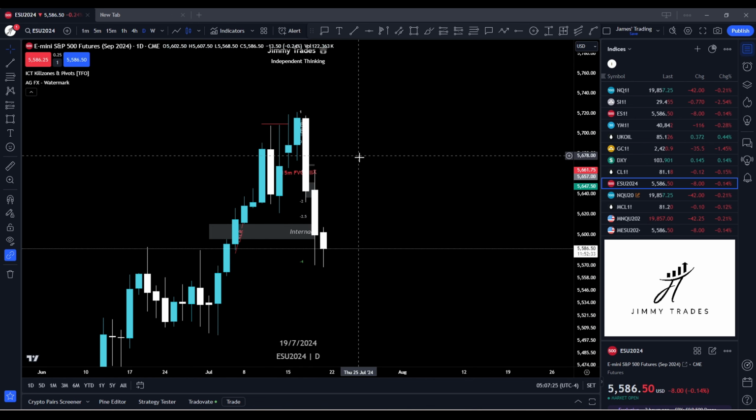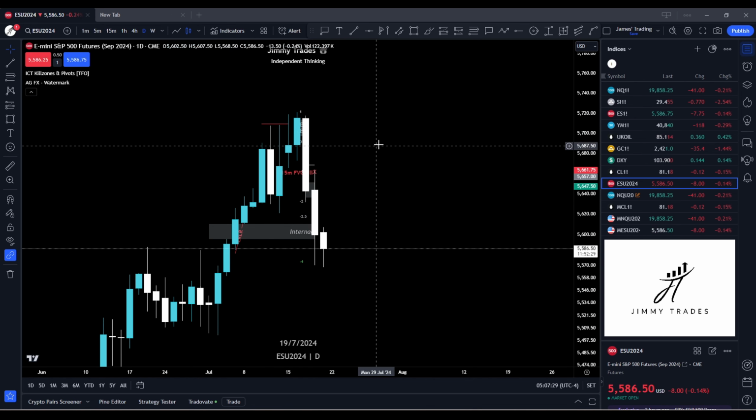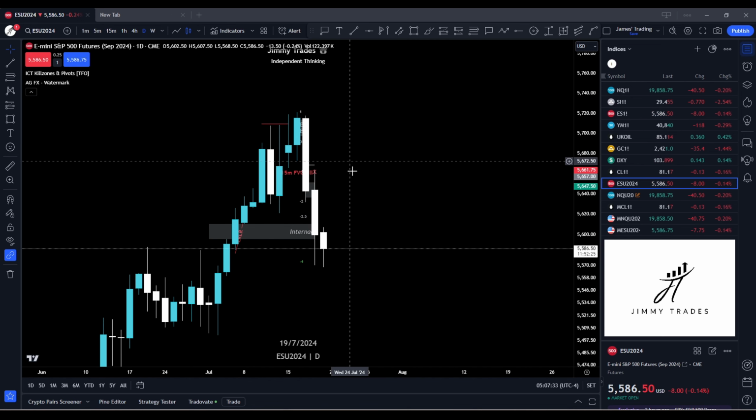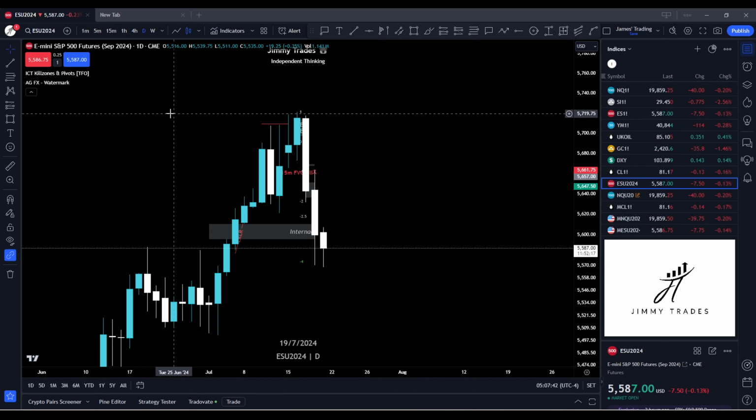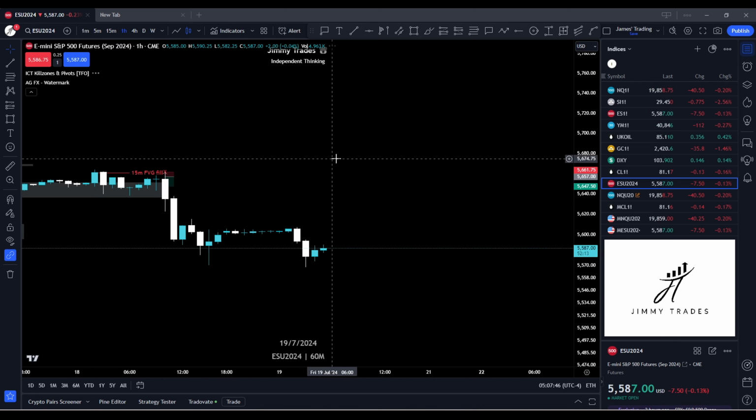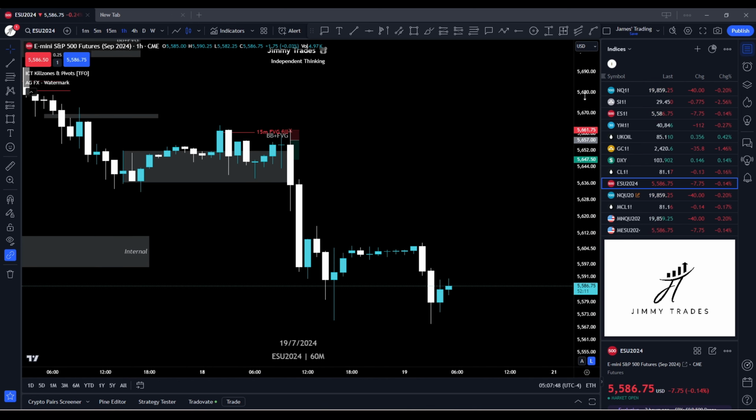Now, I only use the daily for bias, so I don't generally look at any other time frames, unless I'm not getting a clear idea. Then I might look at the weekly just to see where we're positioned. But otherwise, I only look at the daily. So then dropping down to the hourly for a time frame alignment.